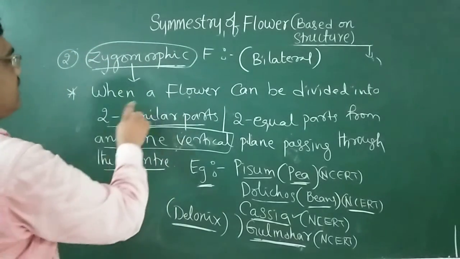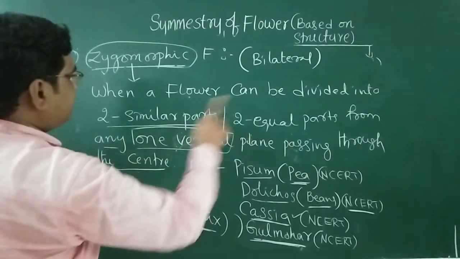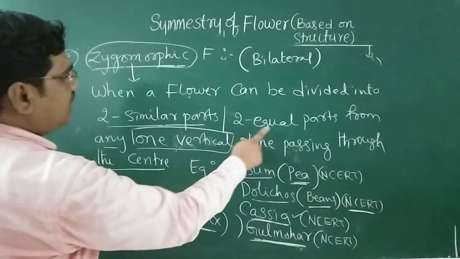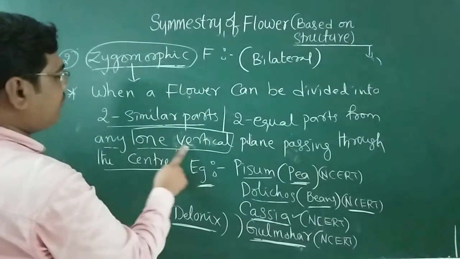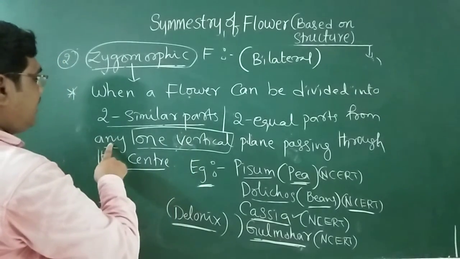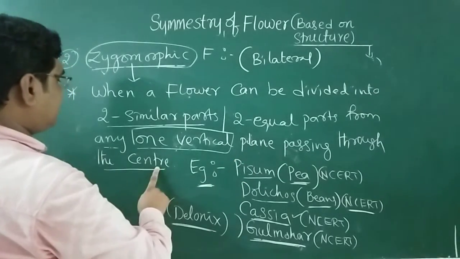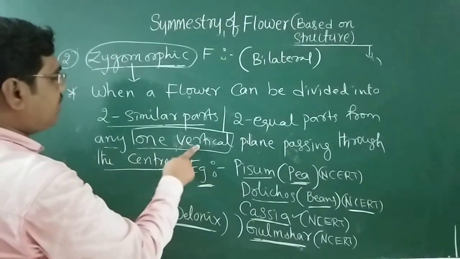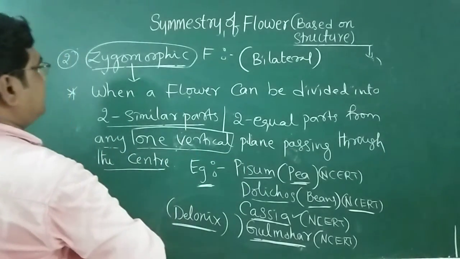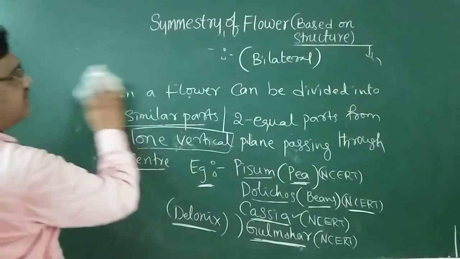In zygomorphic flowers, the flower can be divided into two similar or equal parts from any one vertical plane. In actinomorphic flowers, it is any vertical plane passing through the center, but here it is any one vertical plane passing through the center.